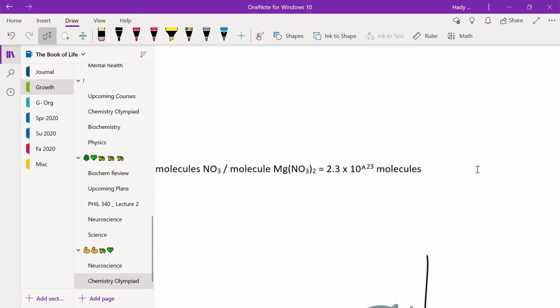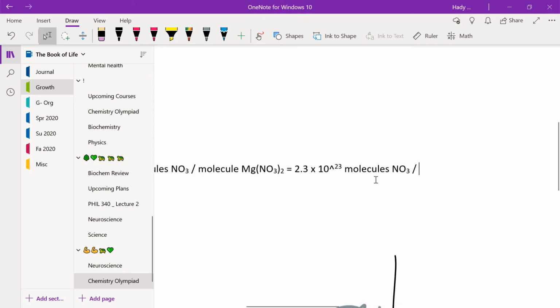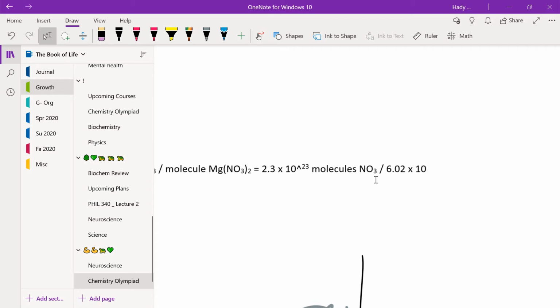of NO3, and that is going to be a certain number of moles. Because again, mole is just a number of atoms or molecules. So a mole is 6.02 times 10 to the 23rd molecules.